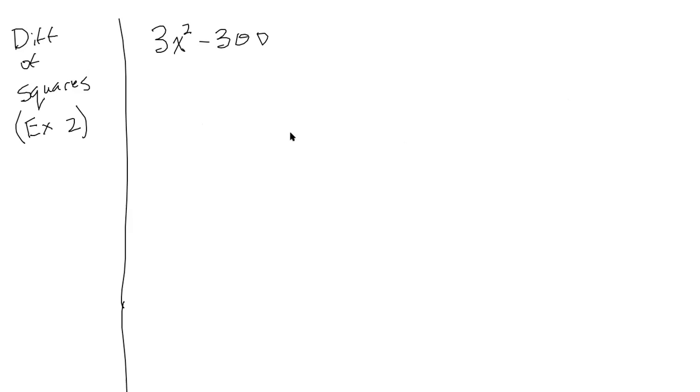I'm looking for a yes in the participants window. Who knows what the greatest common factor is and how to factor that out of this binomial expression here? Got some hands. Yeah, go for it. So the greatest common factor would be 3. 3, yep. And then when I factor out that greatest common factor, I'm left with x squared minus 100. Yeah, perfect.